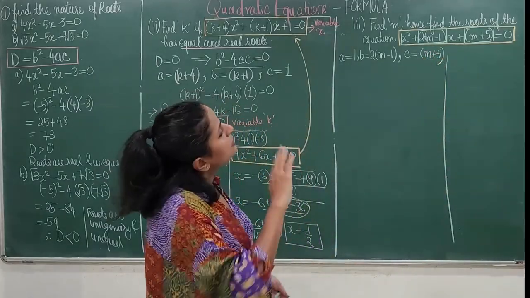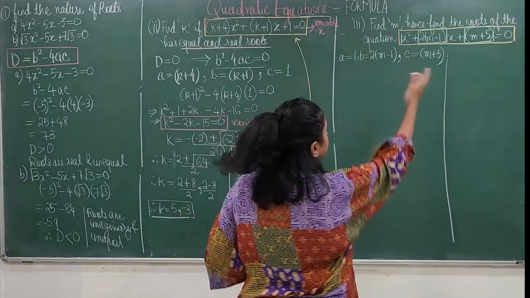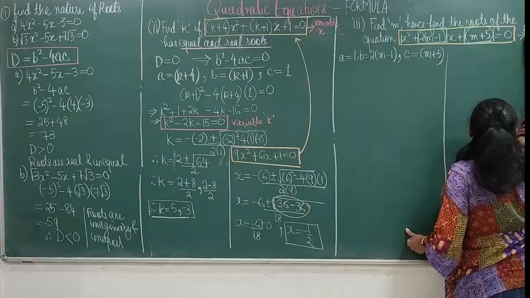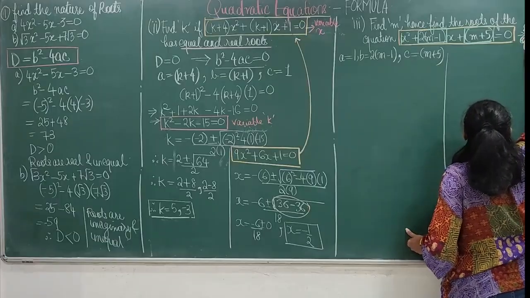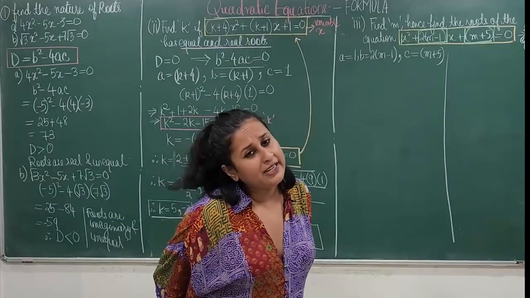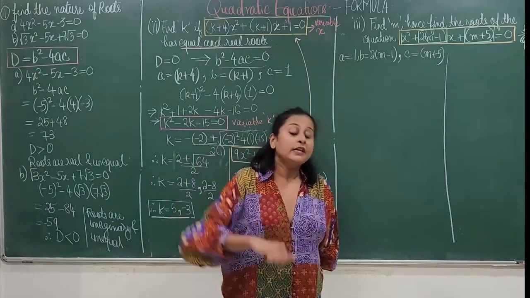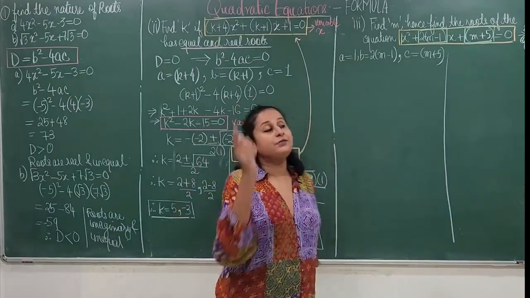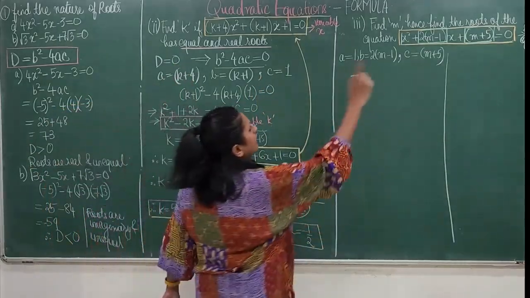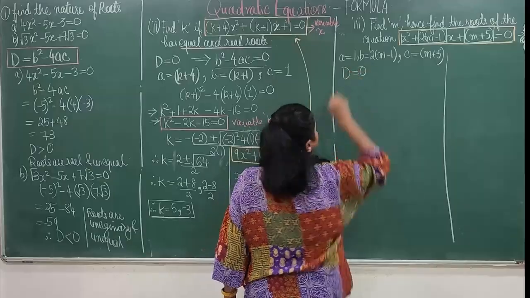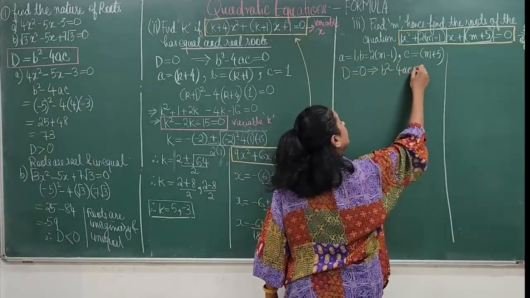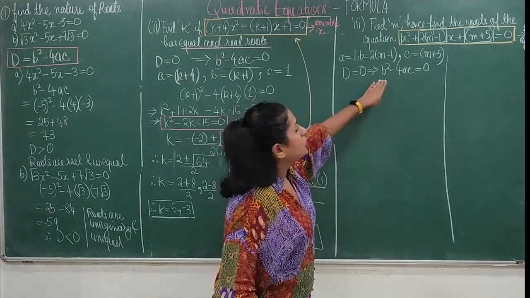Find m, hence find the roots of the equation. If the roots are real and equal, they have given us the nature of roots. If they have given us the nature of roots, that means we will start with the decider of nature of roots, which is the discriminant. If roots are real and equal, discriminant is equal to 0, which means b square minus 4ac is equal to 0. Let's substitute.